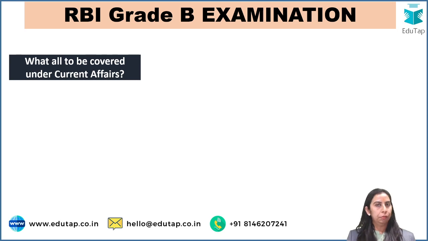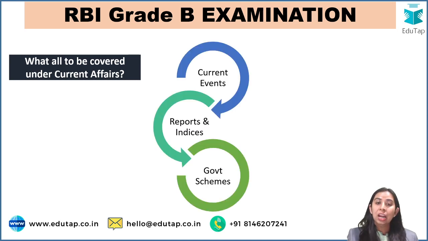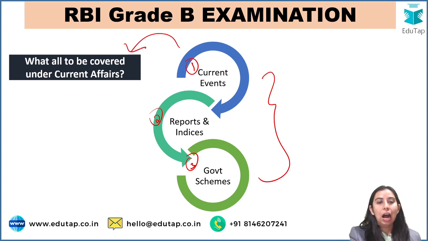So guys, broadly, if we talk about current affairs, there are three things: current events, reports and indices, and government schemes. These three broad topics are the soul of current affairs. These have been divided by us for your ease of understanding the requirement of the examination. If you are able to understand it and adapt to it for your preparation, it will be really beneficial to you. No one can stop you from clearing this examination if you understand this point here, right? I'll share with you what all to cover in these, then you'll get the answers to all the questions that you had in your mind.